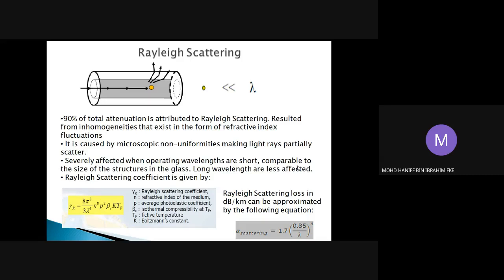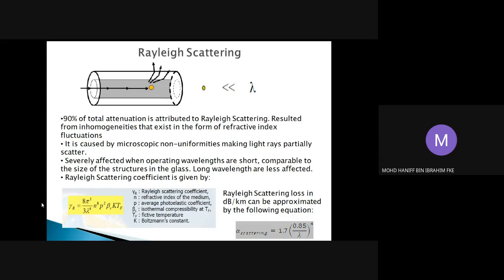To understand this further, you can refer to the physics literature on Rayleigh scattering. But in terms of the equation that gives the Rayleigh scattering coefficient, it depends on n, the refractive index of the medium, p, the photoelastic coefficient, beta c, the isothermal compressibility, I'm not sure about this, sorry, and also the Boltzmann constant and the temperature. It is inversely proportional to lambda, which agrees with our discussion just now: as lambda is higher, the coefficient will be smaller. With a longer wavelength, the coefficient will be very small, and as a result the scattering effect will be smaller.